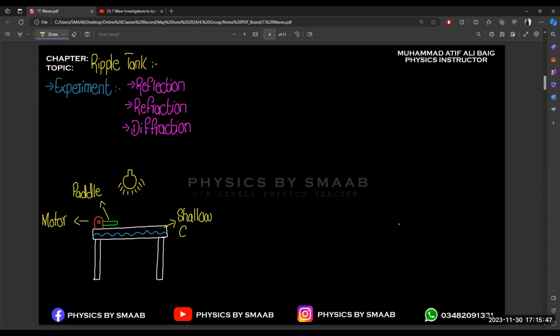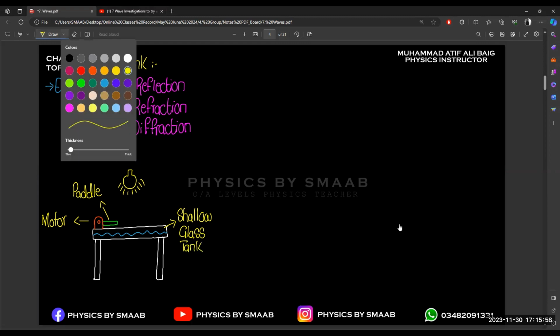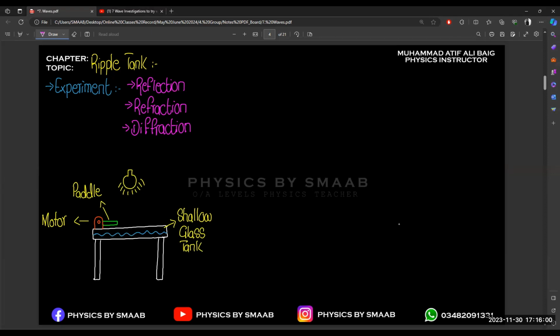This is a shallow glass tank. And you will get the reflection or the shadow of these waves on the ground. When we are observing the waves on the ground, definitely that will be a flat wave. We will not be able to observe the 3D picture, and we are not able to mark the 3D diagram. So we only used to mark like this.